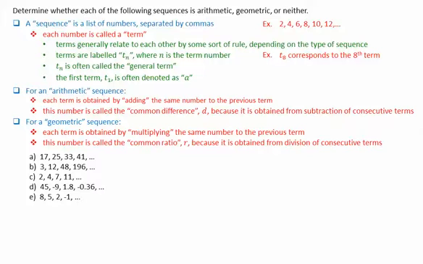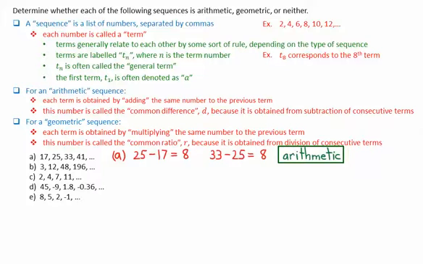Let's look at the 5 sequences given in this question. First of all, A. 17, 25, 33, 41, and so on. If we subtract consecutive terms, first of all, 25 minus 17 equals 8. 33 minus 25 equals 8. We could also subtract 41 minus 33. We would also get 8. Since subtraction of consecutive terms gives a constant, this is an arithmetic sequence.